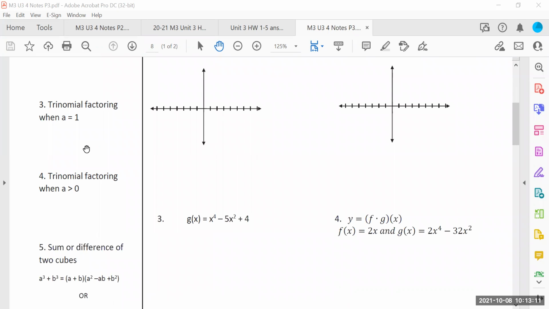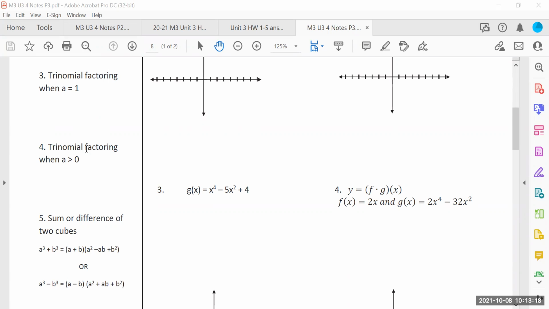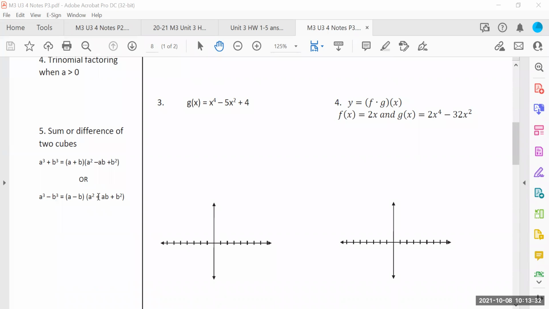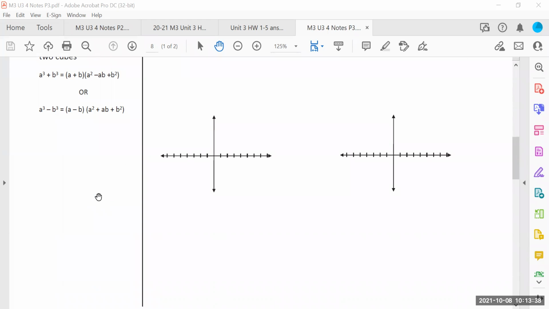Trinomial factoring when A equals 1. That's the whole what multiplies to the C term and adds to the B term. Trinomial factoring when A is greater than 1. The idea being, okay, if I'm factoring something out and there's an A value, but it's a part of the factoring, kind of using guess and check, you can do that as well. And then we might even get a sum or difference of cubes from last unit. That one would be your last resort if nothing else works.